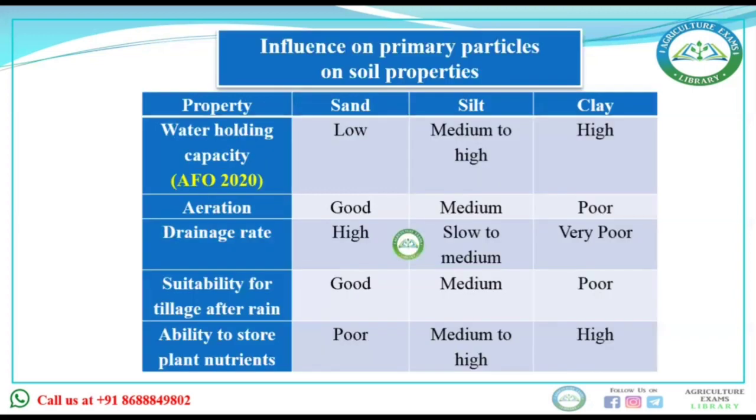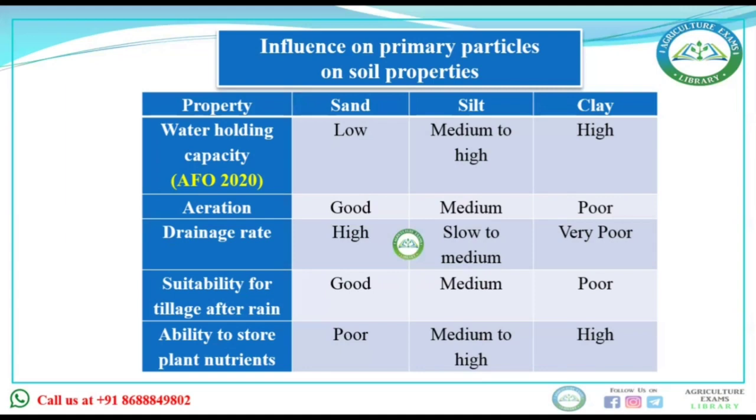Now see the water holding capacity of all three primary soil particles, sand, silt, and clay. In case of sand, it is low. In case of silt, it is medium to high. In case of clay, it is high. Why? You know the reason: finer texture, presence of larger micropores. Second, the distance between constituent particles is less in clay particles, but more in sand.